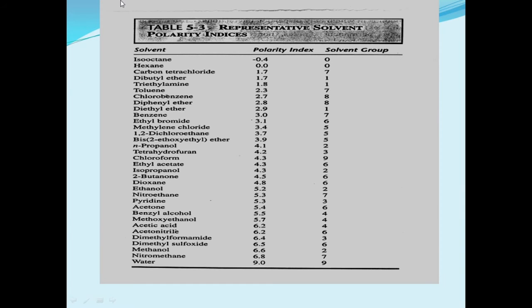This is a table of representative solvent polarity indices. Here, isooctane has a polarity index of minus 0.4, solvent group 0; hexane 0.0, solvent group 0; carbon tetrachloride 1.77, and so on. All these are the solvents, their polarity index and solvent group.